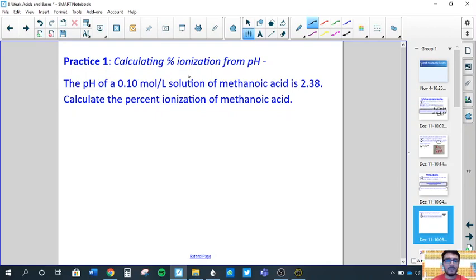acids and bases. Maybe a few more tidbits here and there, but I'm going to try to do a lot of examples to hopefully get you ready to practice yourself and to feel better about what you're doing.